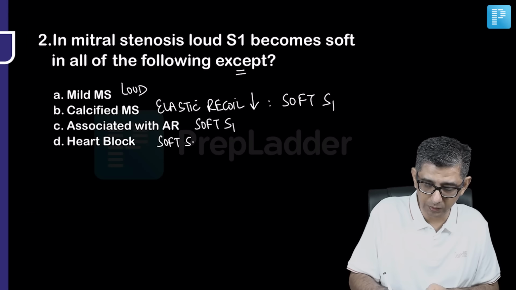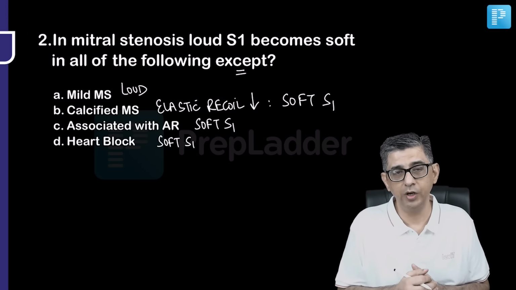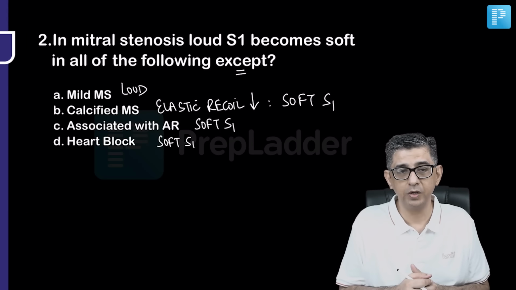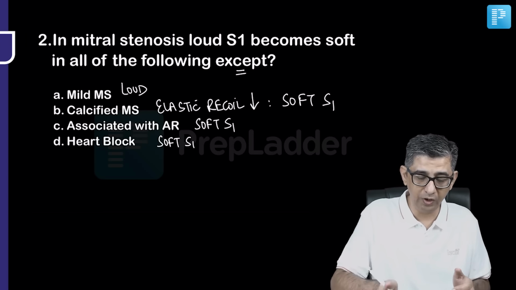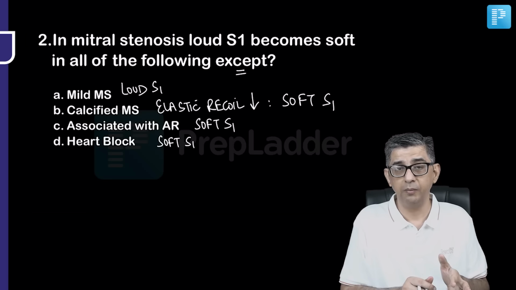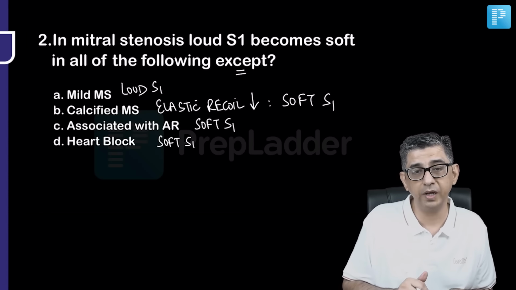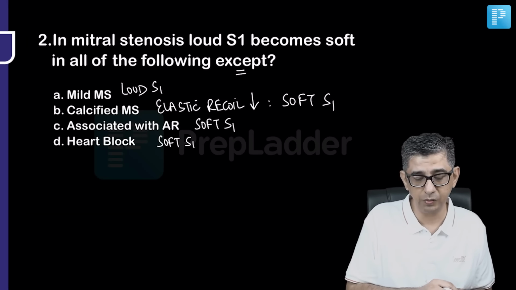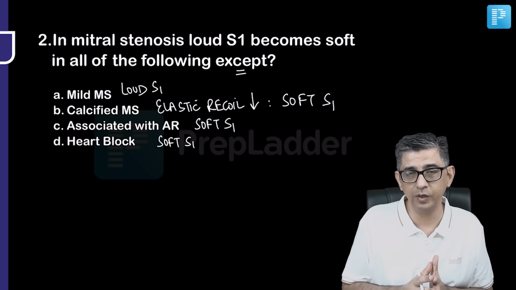So you can work out the "all except" MCQ in this case: options B, C, and D will be associated with soft S1, whereas option A, which is the answer to this question, is loud S1 for mild mitral stenosis. Whether it is mild or moderate, but once it becomes calcified, the elastic recoil becomes lesser, which is the explanation for why B is having a soft S1. I decided to repeat that again so that I could re-emphasize and validate that point.